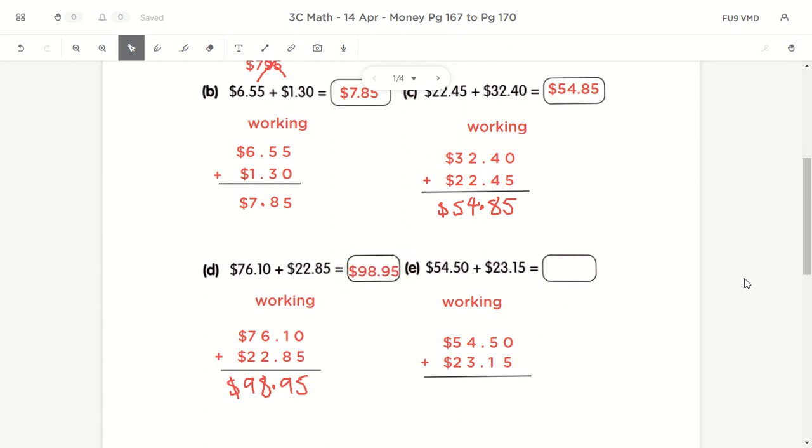Okay, so for part E, also quite simple. 0, 5 will be 5. 5, 1 will be 6. Decimal point. 4, 3 will be 7. And then 5, 2 will be also 7. And the dollar sign. So $77.65.